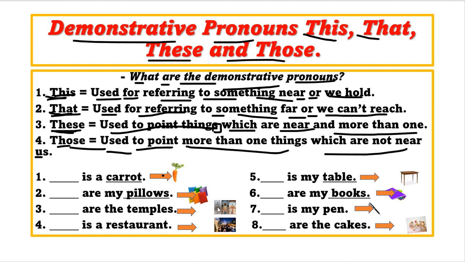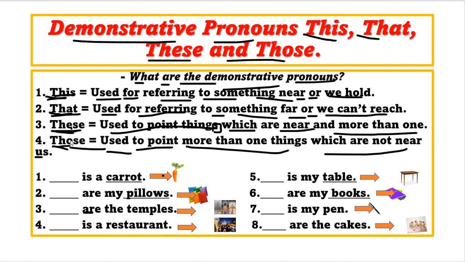So how about this one? You must use these. Number 3: blank are the temples. If you see here, the arrow is far away, you cannot reach or touch, but there are a lot of temples, so we use are here. What do you think the answer is? You can choose this or those for the plural. It's far away, so you must use those.